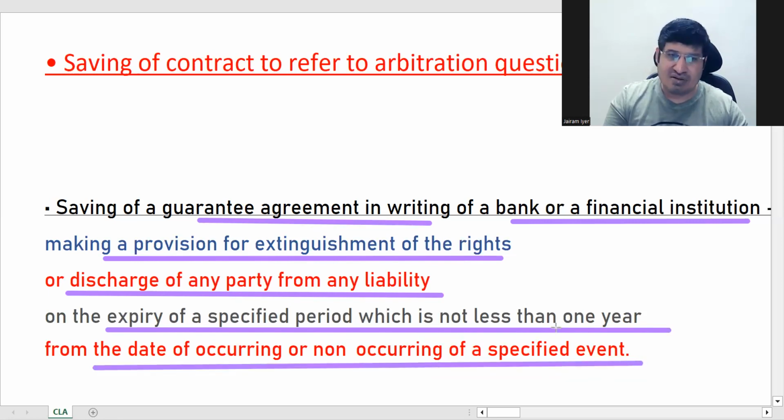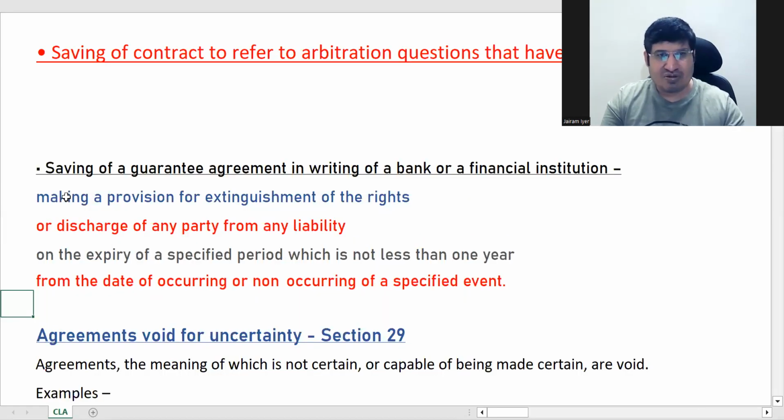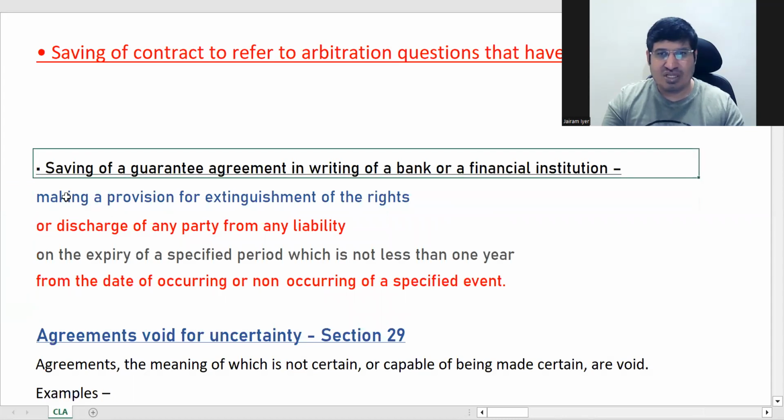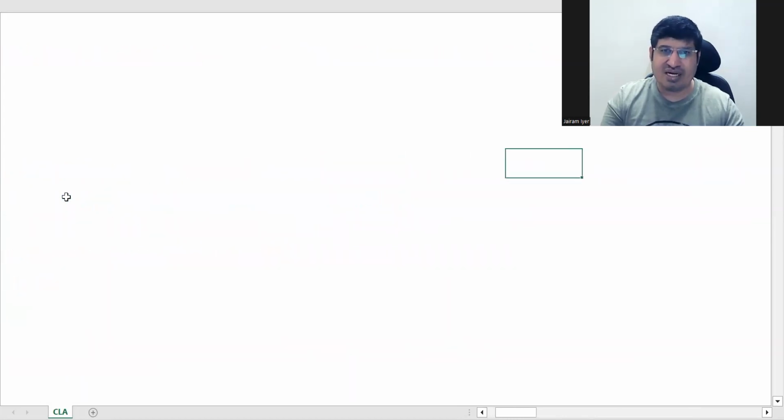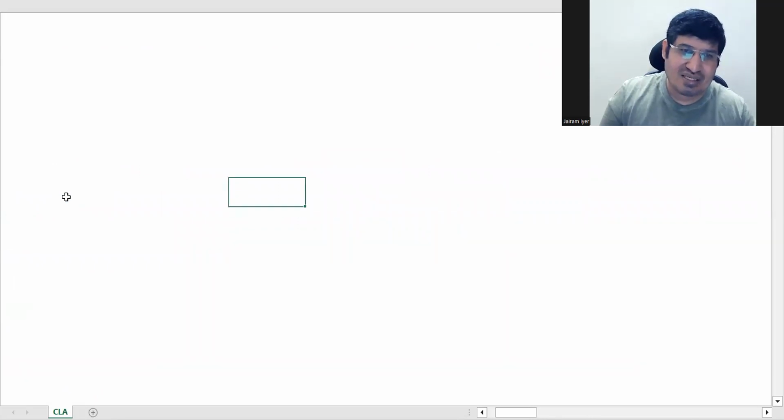So what happens here is, when banks enter into a guarantee agreement, they can put some conditions, saying that I'm giving you a guarantee.